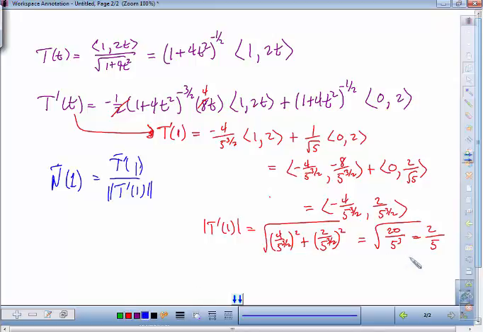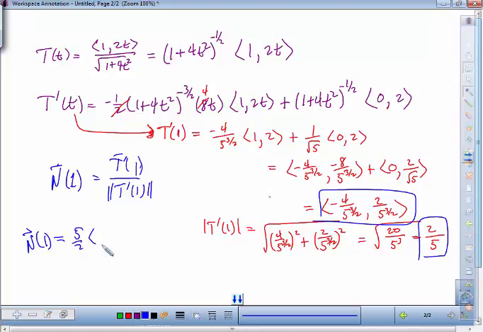So let's put this together, as in put it as a fraction or multiply it by the reciprocal or however you want to think about it. So N at 1 is equal to this thing. I'm going to take the reciprocal of the magnitude, so I'll have it as if I'm multiplying 5 over 2, and then negative 4 over 5 to the 3/2, comma, 2 over 5 to the 3/2.